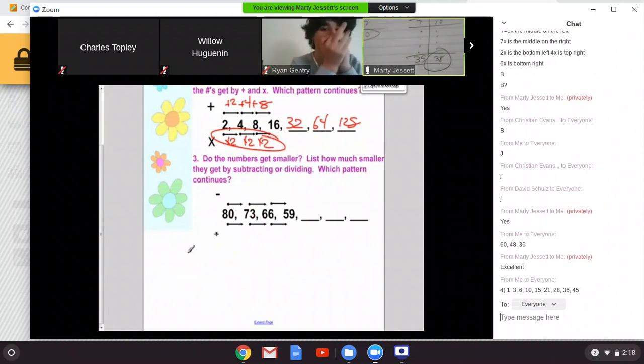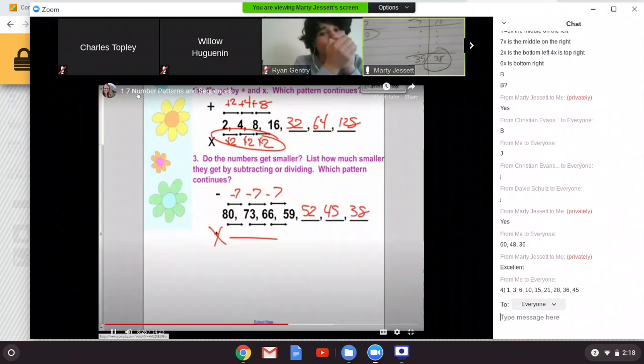All right, how about if the numbers are getting smaller? Let's see how much smaller they get by subtracting or dividing. Which one works? Which pattern continues? 80 minus 7 is 73. 73 minus 7 is 66. 66 minus 7. That looks like it's working. And can I divide 80 by something nice to get 73? No. So looks like that's not going to work. So my rule is minus 7. My next term will be 52, and then 45, and then 38.